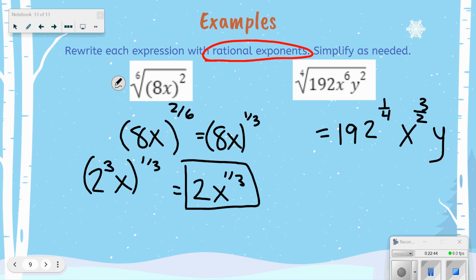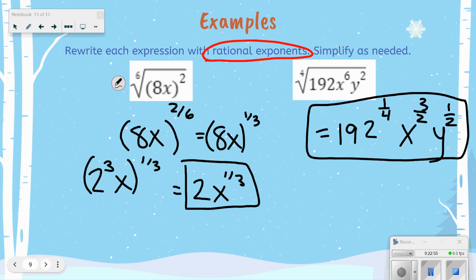Then I'll have y to the, how do we get 1/2? Great job. So that problem gets a little easier just because I can't do anything with this 192.